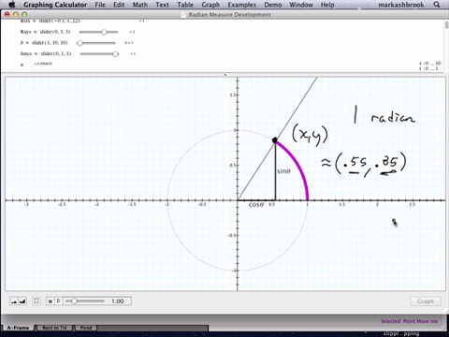Okay, so this is called the cosine: the number of radius lengths that you are to the right or left of the vertical diameter. And then the sine is the y-coordinate, the number of radius lengths up or down of the angle. So these are approximations for the cosine of 1 and the sine of 1.